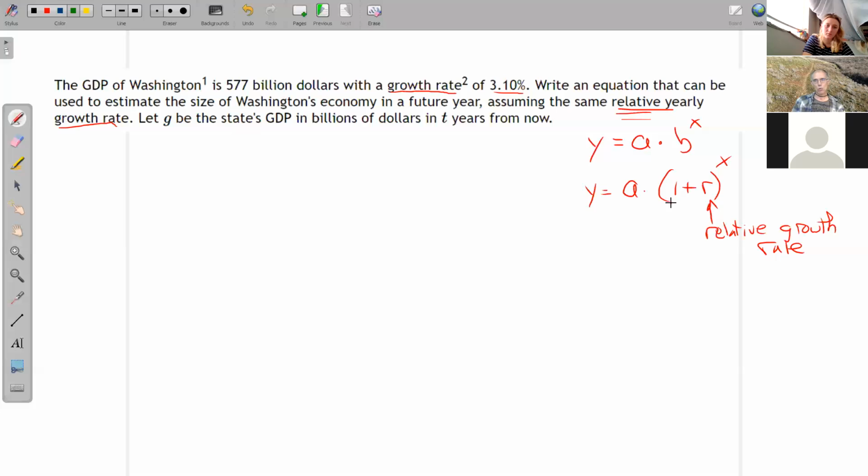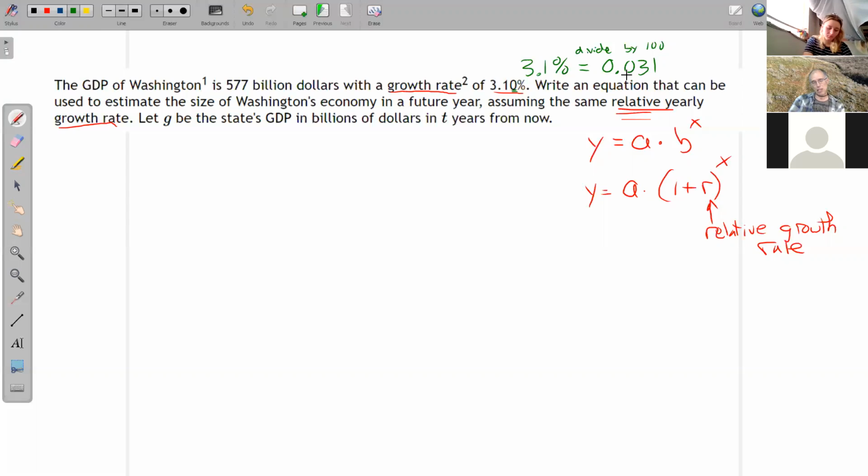If I take and add 1 to that, so just note 3.1%, and that extra 0 on the end is not all that important, is the same thing as 0.031, because remember the percent symbol means to divide by 100. So if I take 3.1 divided by 100, I get 0.031. If you're unsure of that, whip out your calculator.